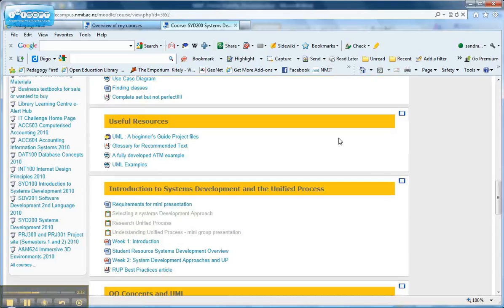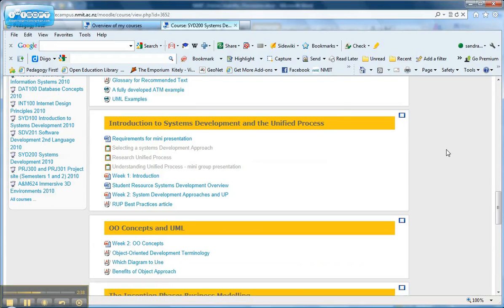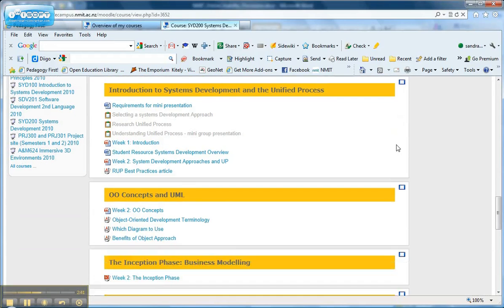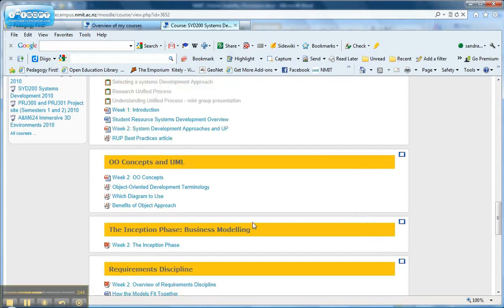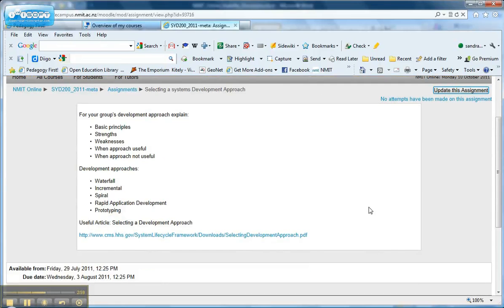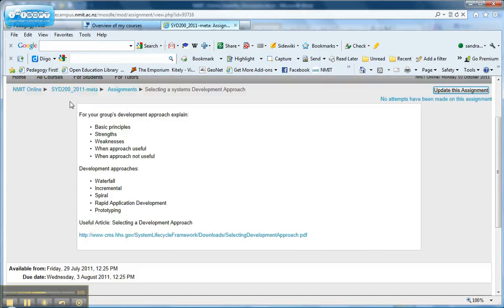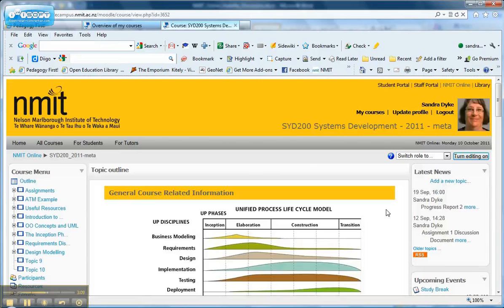I also like to have a useful resources section so it's easy for students to find it. Then I go into the various topics. So here we have an introduction to what we're actually talking about, and our theory component is OO, object-oriented concepts, and using UML. So in here I've got the requirements for what they had to do, PowerPoints and activities. So where we had an activity that had to be completed within the other week, I set up an activity so they had all the information. And now that it's finished, it has been greyed out.